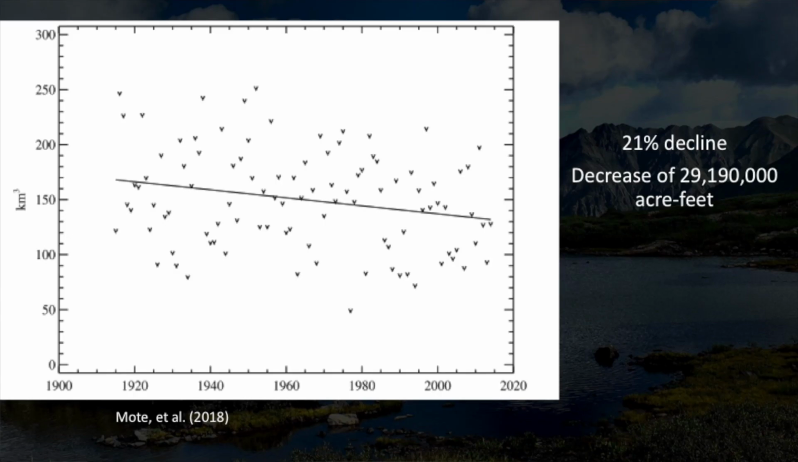Now, if we look at snow and snowpack cumulatively over time, we can see there's an unfortunate trend. This is Mote 2018, and they took SNOTEL data from across the Western United States and culminated it into total volume. What we can see from this figure is about a 21% decline, which equates to a 29 million acre-feet loss in storage. Now, there are a lot of intelligent people in this room. The largest reservoir in the United States, at maximum capacity, is 29 million acre-feet. So we've lost that storage already.